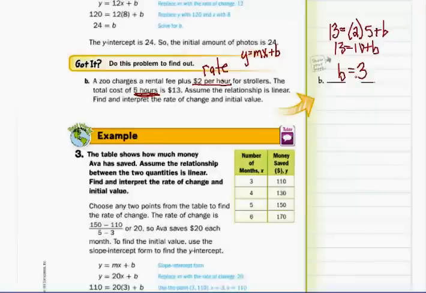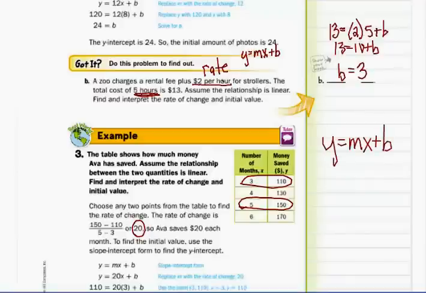They can also have you get the same thing for charts. So the table shows how much money Ava saved. Assume the relationship between the two quantities is linear. Find and interpret the rate of change and the initial value. So again, they're asking you for the same thing over and over and over. So to find the rate, they're going to use any 2 points. It looks like they used this one and this one. Does not matter which two, but they did y2 minus y1 over x2 minus x1, and you get that it's 20.